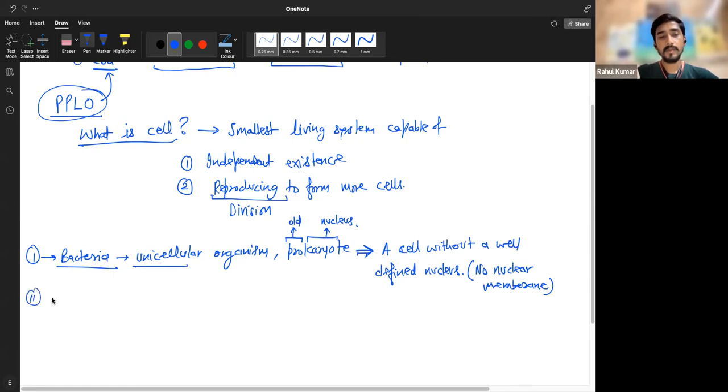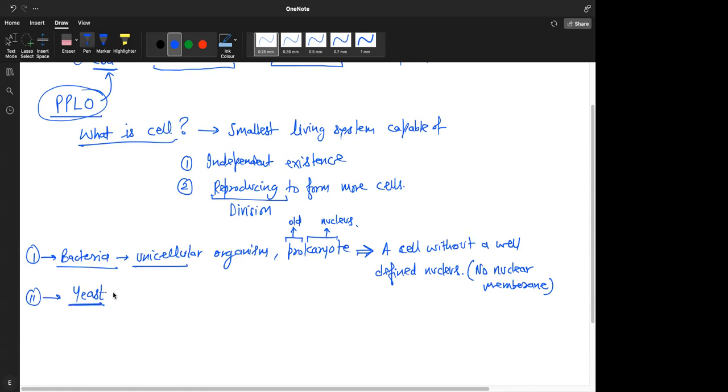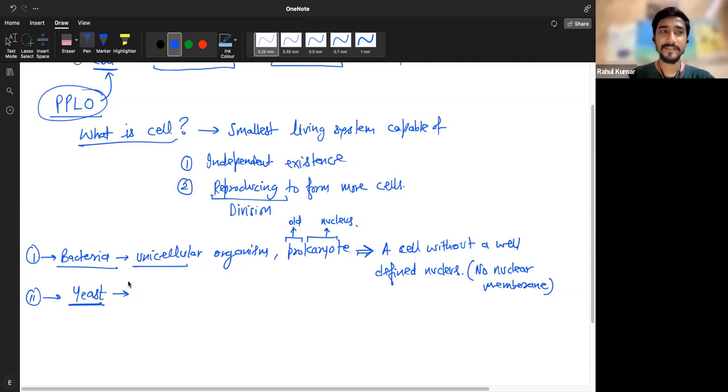Do you know about yeast? Yes. What is a yeast? We use it in baking. Yes, perfect. We use yeast in baking. That's why it's called baker's yeast. What is yeast? Is it unicellular or multicellular?